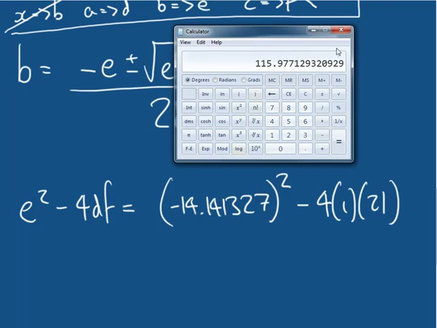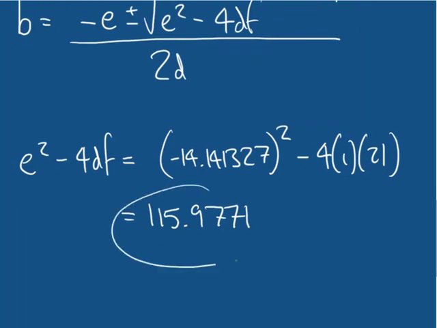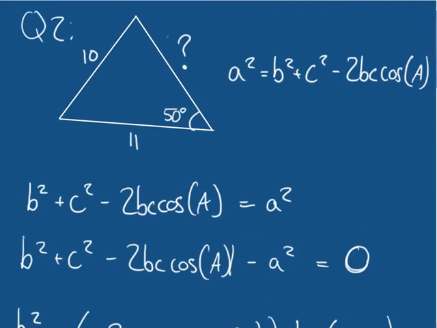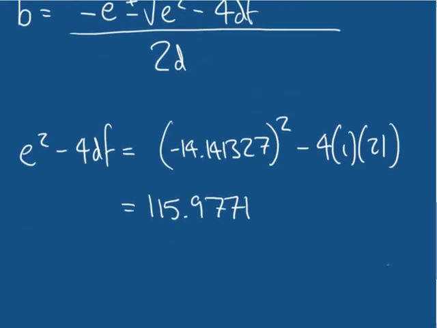So it's equal to 115.9771. That is our value of e squared minus 4df. Because it is positive, we know we do have two solutions, which is what we were expecting. We know there should be two lengths for this edge, so fantastic. Everything is going as we expected it.